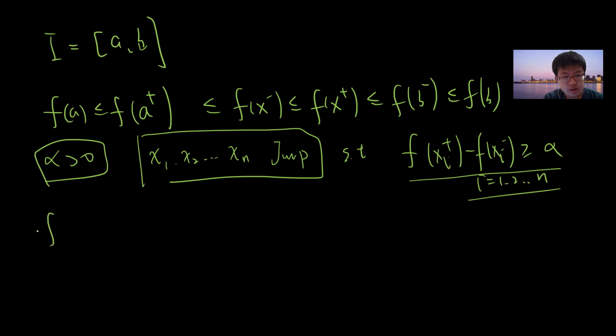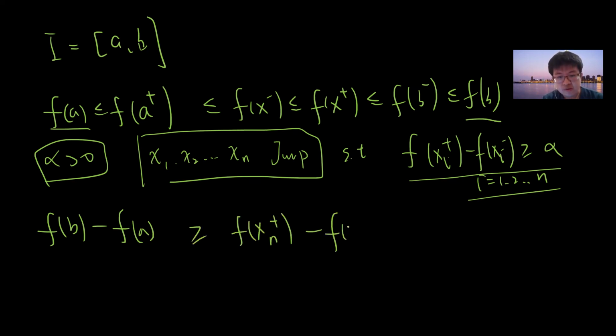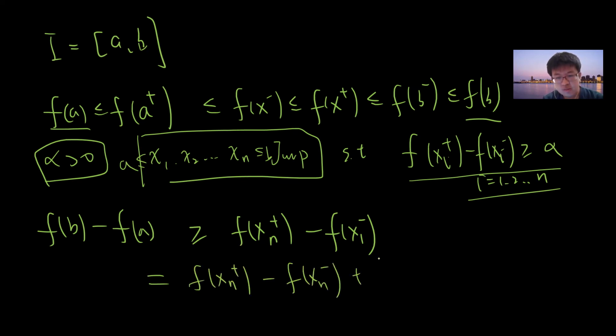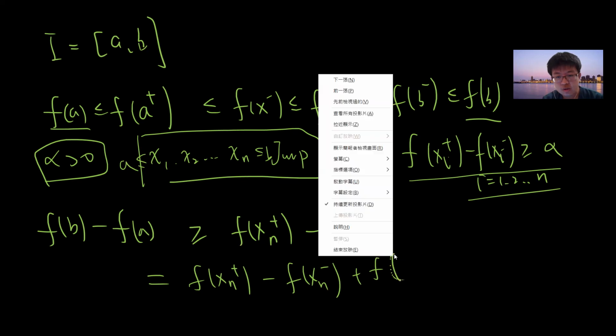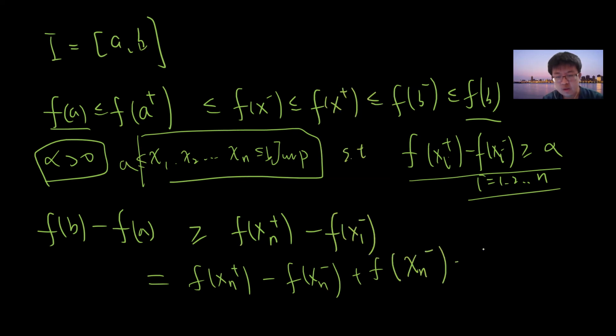Okay, and it is easy to check that f of b minus f of a is greater or equal to f of xn minus f of x1 minus, by the monotone condition. Then you can write it as f(xn+) minus f(xn-) and so on, minus f(x1-). So basically, this is just the first step.